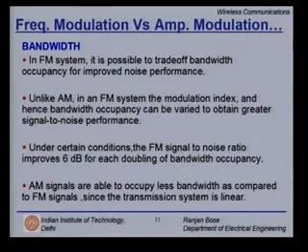AM signals are able to occupy less bandwidth as compared to FM signals, since the transmission system is linear and there is no notion of trade-off between bandwidth and noise performance. FM gives us that design flexibility. Please remember, AM, FM, etc. were in the standards of the first generation mobile communication systems and since then have been ruled out.